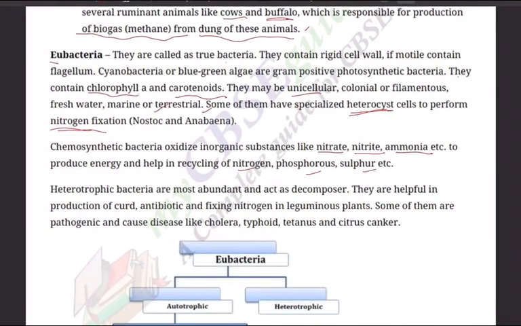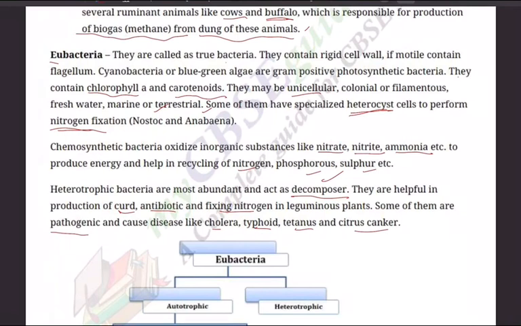The heterotrophic bacteria are most abundant. Hetero means different. They act as decomposers. That's why, thanks to them. They are helpful in production of curds, antibiotics, fixing nitrogen in leguminous plants. Some of them are pathogenic, and when they are pathogenic, they cause diseases like cholera, typhoid, tetanus, and citrus canker.